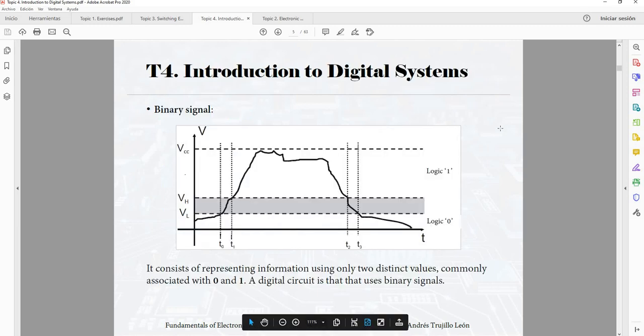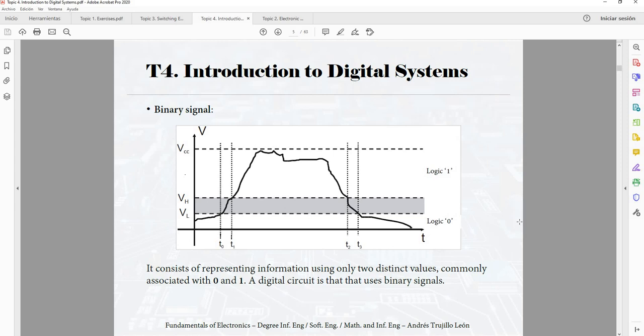So, here we have a binary signal. I told you that the voltage itself is an analog signal because it can take any value, but here we are not interested in analog signals. From this topic on, topic 4 until the end of the subject, we are going to forget about these intermediate values because we are not interested in them. We are only interested in ones and zeros.